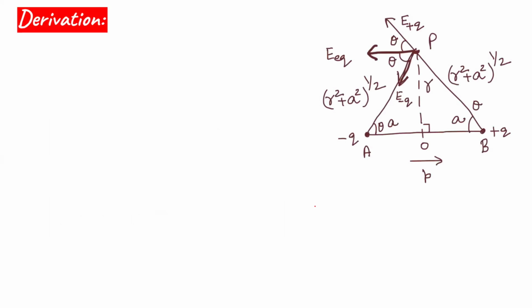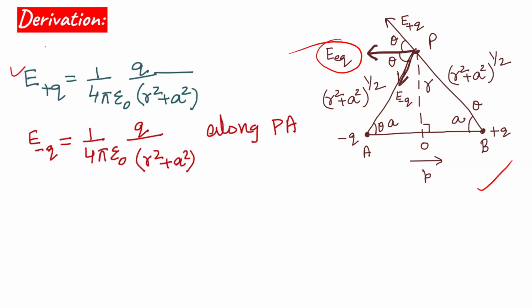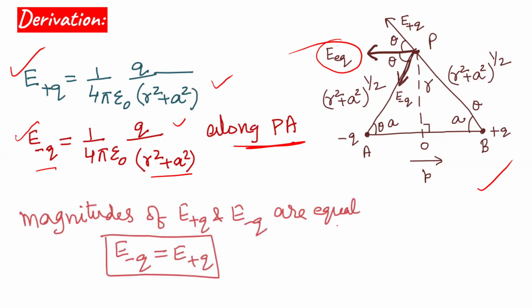Now, how to derive this expression? Again, I am drawing this diagram. You can see there are different components of field. This is the equatorial field. It has two components, due to plus q and due to minus q, so there are two different fields. E due to the positive charge is 1 upon 4 pi epsilon naught q upon r square plus a square, as per the definition of electric field. Similarly, for minus q, this field is 1 upon 4 pi epsilon naught q upon r square plus a square along PA, as you can see clearly from this diagram.